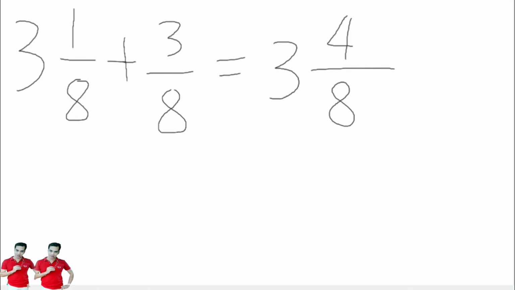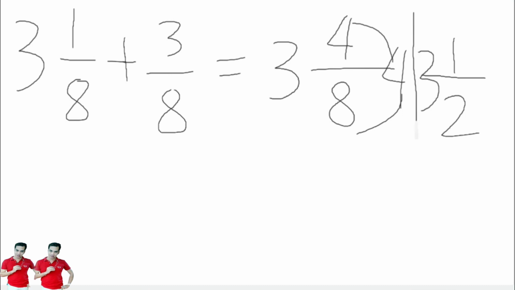So, paano po ba natin i-reduce sa lowest term ang 4/8? Sa tulong ng GCF. So, what is the GCF of 4 and 8? Okay, very good. That is 4. The GCF of 4 and 8 is 4. So, you are going to divide both sides. So, 4 divided by 4, the answer is 1. Then, 8 divided by 4, the answer is 2. Then, copy the whole number. So now, your answer is 3 and 1/2.